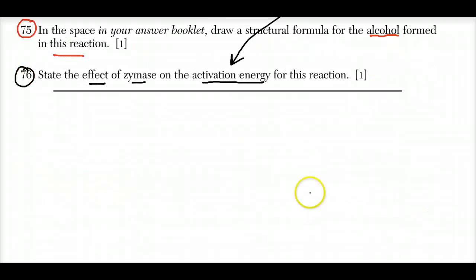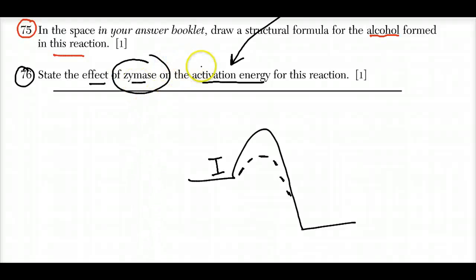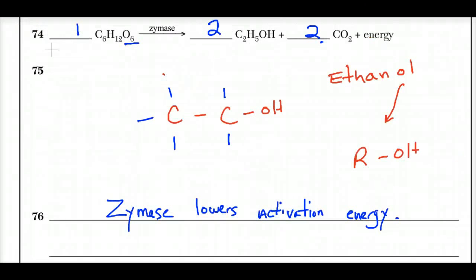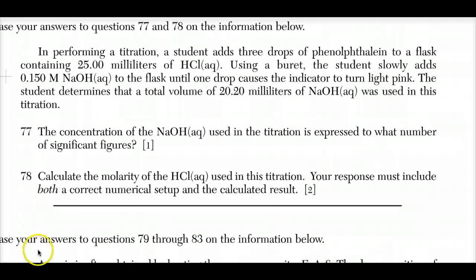And you should know that a catalyst, if I draw a potential energy curve, changes the pathway so that the activation energy is lowered. And a lower activation energy speeds up the reaction. So they just want to know, be careful, how the zymase, which is a catalyst, affects the activation energy. It lowers it. It's a catalyst. So we say in number 76, zymase lowers the activation energy. That's simple. Number 77. So we've got another blurb here.